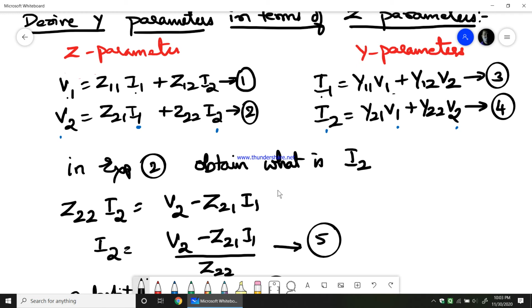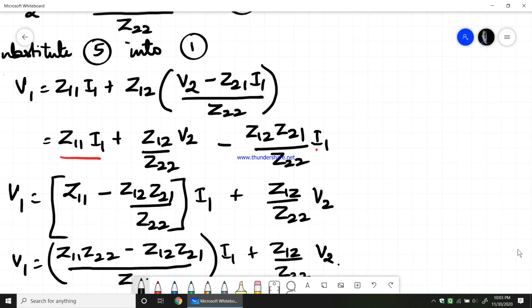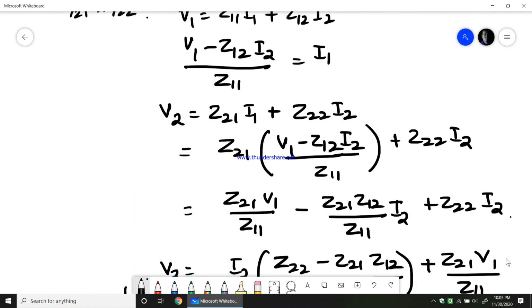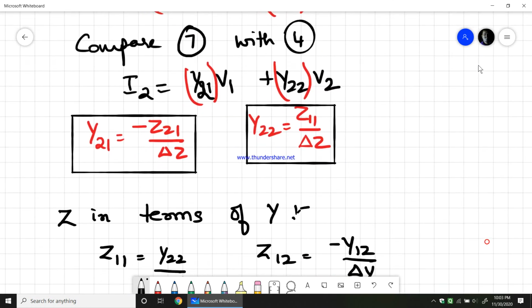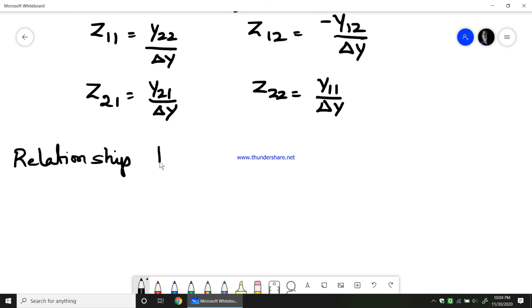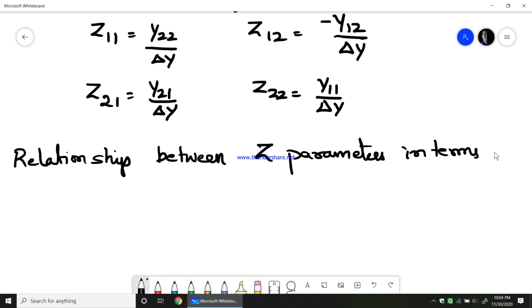Okay. Now coming to the next discussion: the relationship between Z parameters in terms of H parameters.